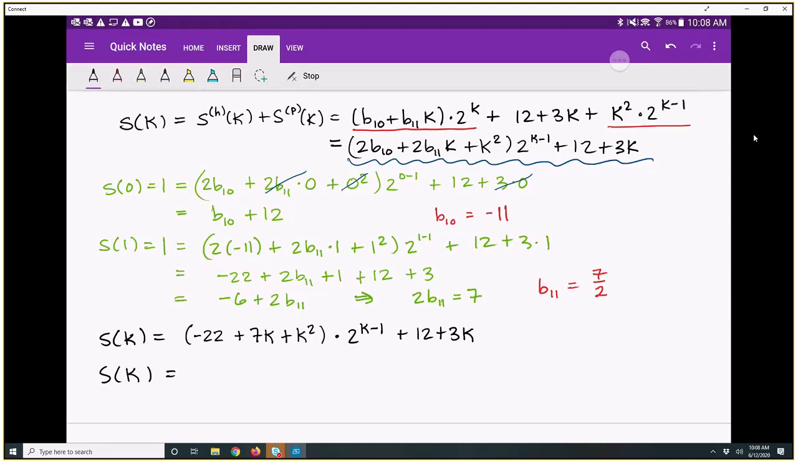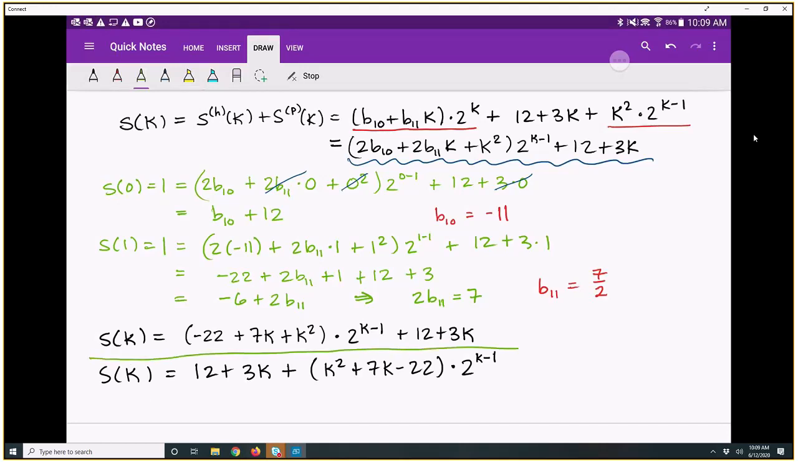If I wanted to write it a little bit differently, for the term inside the parentheses, I can write them in descending order, k squared plus 7k minus 22. We're a little bit more used to seeing things written that way. Either form would have been fine, but maybe this is as nice as I could make it look. So this is the final solution to this recurrence relation.